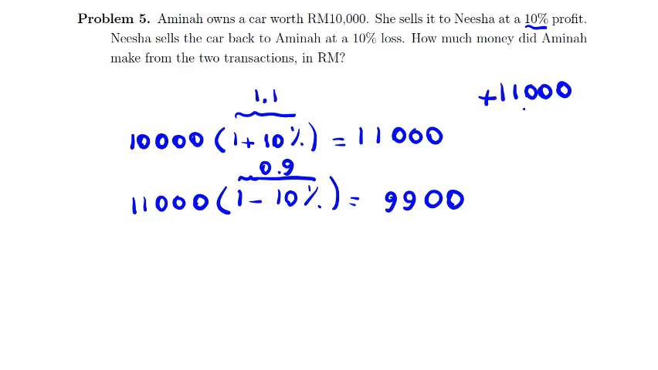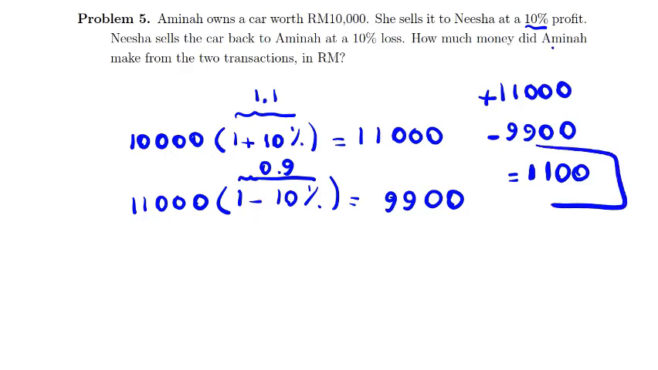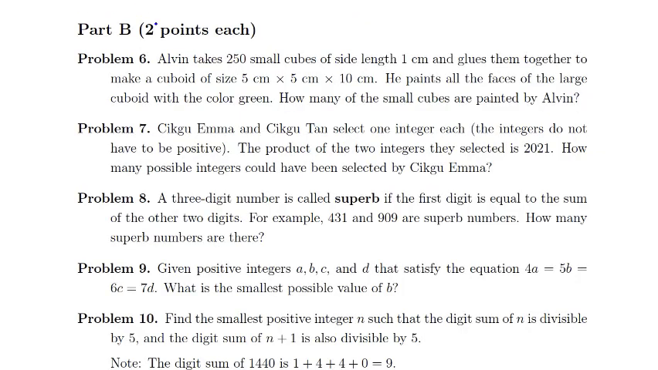Amina gets 11,000, and for the second time she wants to buy. So she should pay 9,900. And if we subtract these two numbers, 11,000 minus 9,900, it will be 1,100. So Amina makes 1,100 for these two transactions.